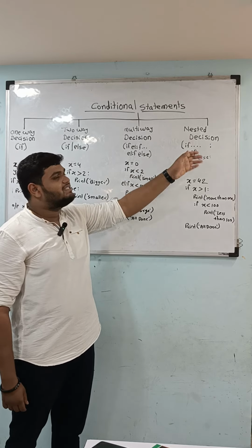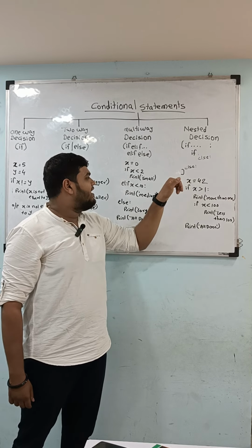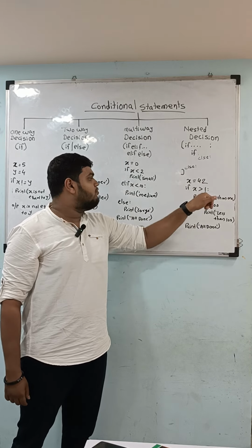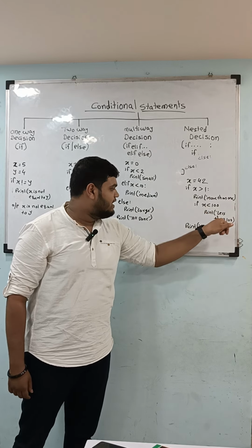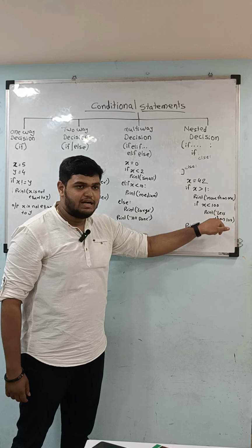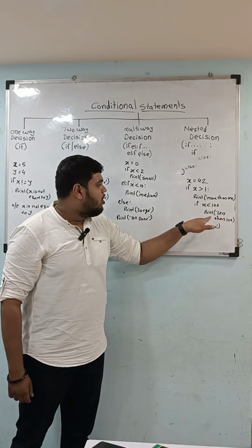In nested decision, there is a condition inside a condition. Here, x equal to 42, and if x is greater than 1, then we print more than 1. And if x is smaller than 100, then we print less than 100. There is a condition inside the condition. Therefore, we print more than 1 and less than 100.